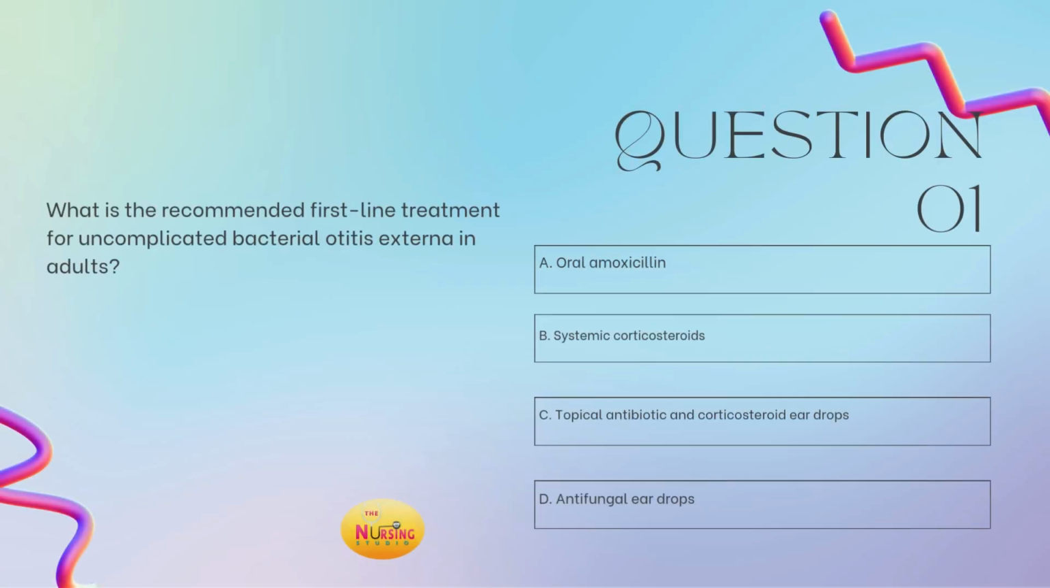Question number 1 states, what is the recommended first-line treatment for uncomplicated bacterial otitis externa in adults? Is it A, oral amoxicillin? Is it B, systemic corticosteroids? Is it C, topical antibiotics and corticosteroid eardrops? Or is it D, antifungal eardrops? Take a moment and tell me what you got, you guys.